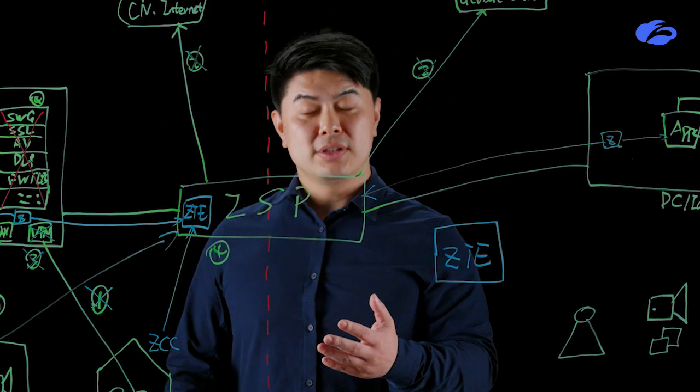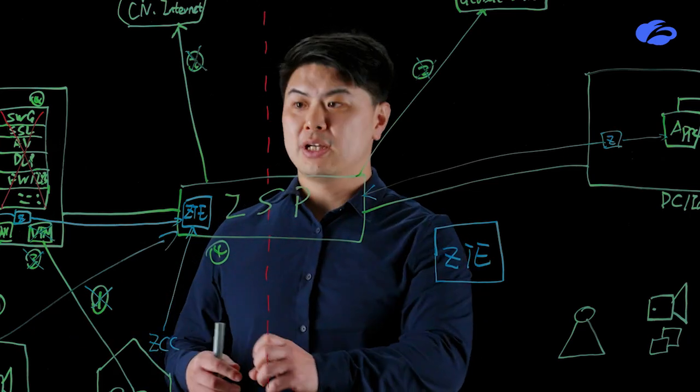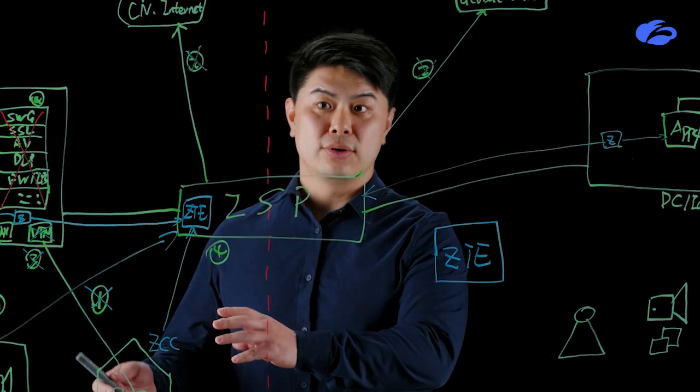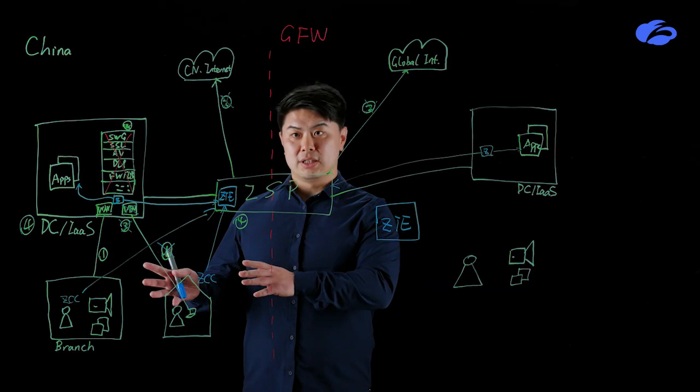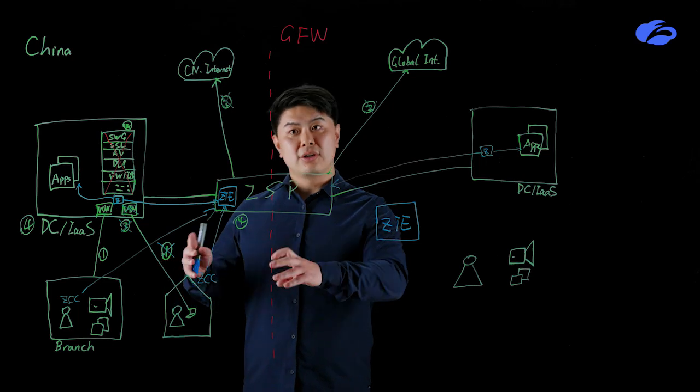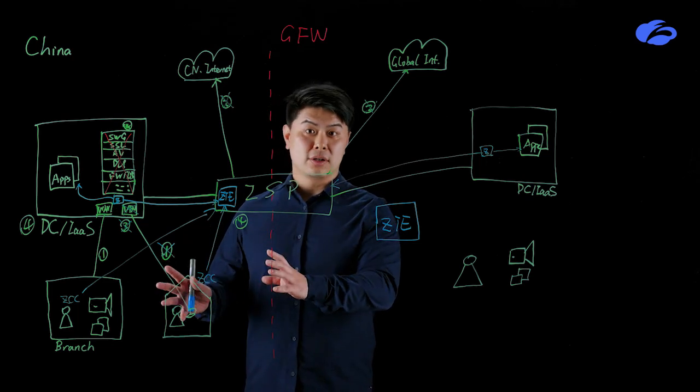OT devices, IoT devices, things that you have in the factory, the workloads, the servers that you're hosting, those are normally not capable of installing a Zscaler agent on it. How do we resolve those traffic to have overall coverage on all the connectivities?